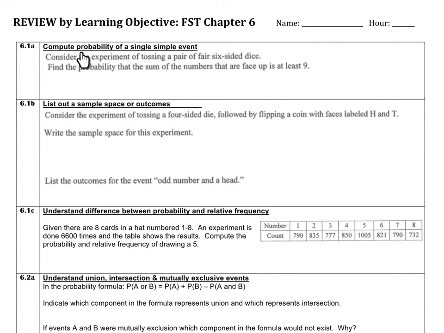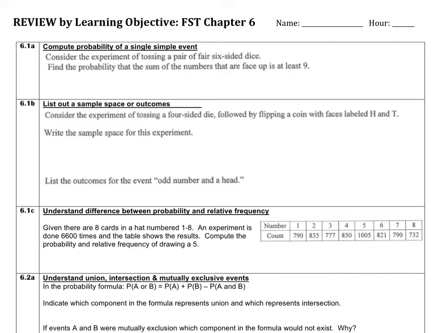6.1a, we're going to compute the probability of a single simple event. Here's a scenario. Consider the experiment of tossing a pair of fair six-sided dice. Find the probability that the sum of the numbers that are face up is at least 9. So what I'm going to do here is actually draw out the sample space first.